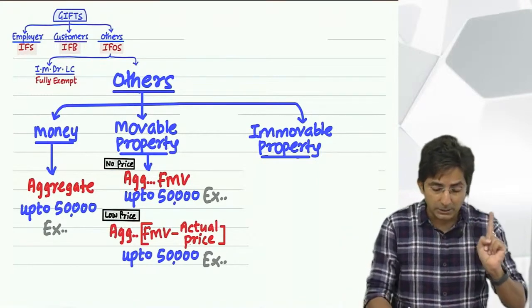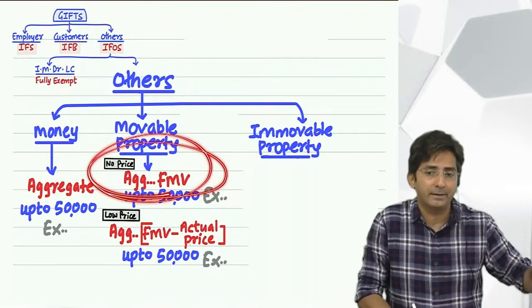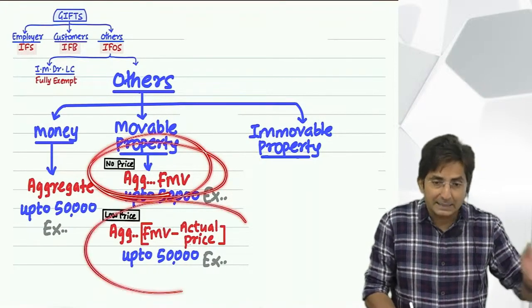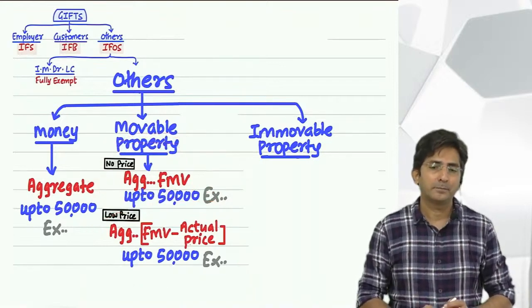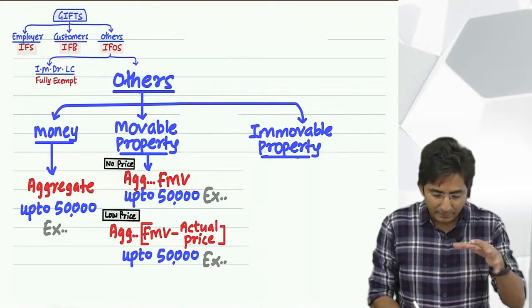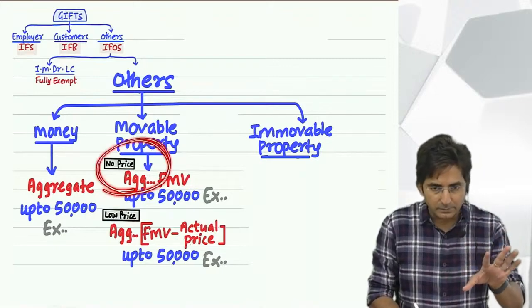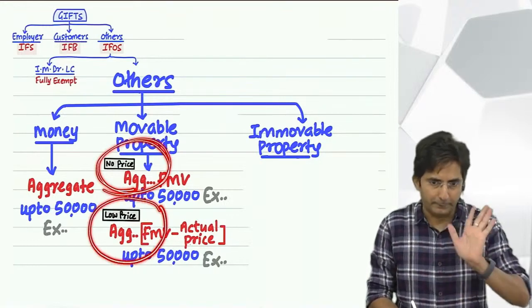But see, in aggregation, all the free gifts are to be kept separate, and low price items you have to keep separate. What does that mean? I repeat, while aggregating, all no price items you have to keep different, and low price items you have to keep different.